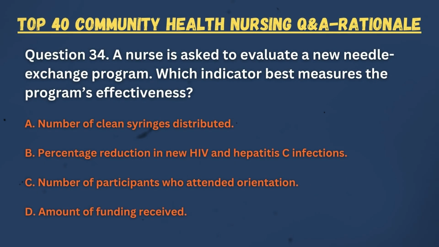Question 34. A nurse is asked to evaluate a new needle exchange program. Which indicator best measures the program's effectiveness? A. Number of clean syringes distributed. B. Percentage reduction in new HIV and hepatitis C infections. C. Number of participants who attended orientation. D. Amount of funding received.